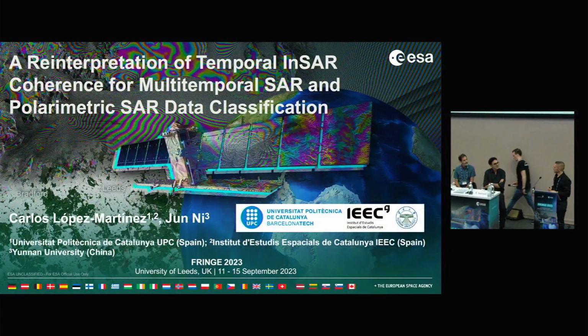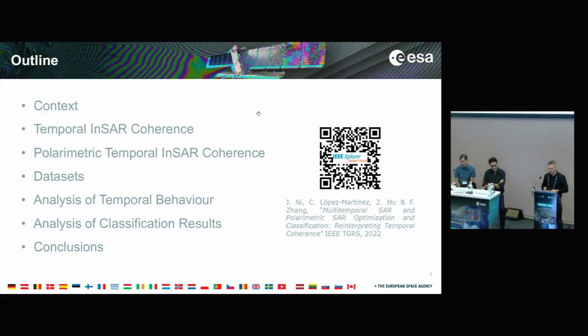Okay, so we're going to switch topic a bit here. I'm going to present a little piece of work on how to reinterpret temporal coherence, and we will use classification here just as a tool to show the changes we observe in this reinterpretation. So this is the outline of the talk. I invite those of you interested in the technical details that I will skip in the presentation to go to the paper we presented last year, where you have all the details.